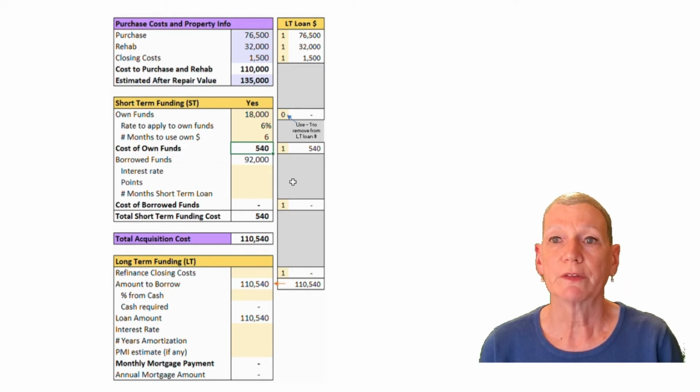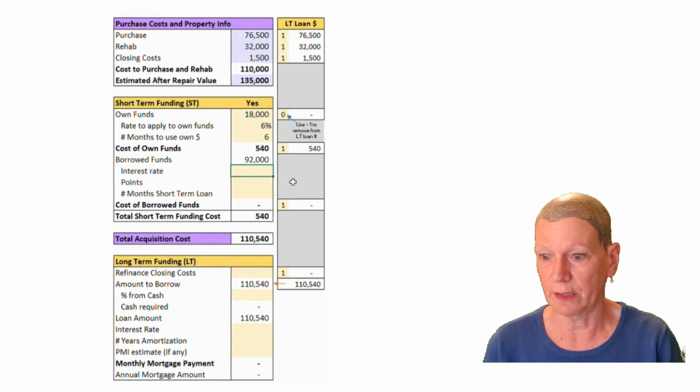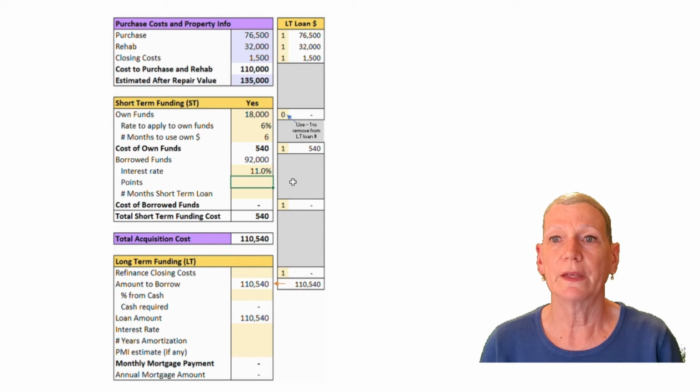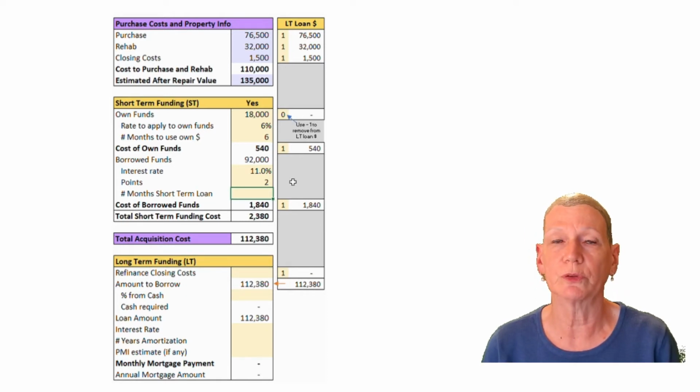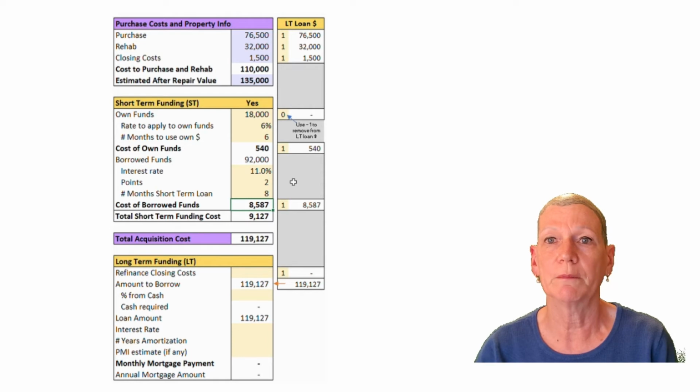Now, for your borrowed funds, you'll have some terms that you've negotiated with your short-term lender, and we're going to say that's 11% and 2 points. And then you need to say how long you expect this short-term time frame to be. In this example, we're going to say 8 months is the full time frame for the short-term loan, and you can see that that's different from the amount of time that we were planning to need to use our own funds. So you do have the flexibility to put a different time frame on the amount of time that you're going to use your own money versus the amount of time that you're going to need the short-term money.